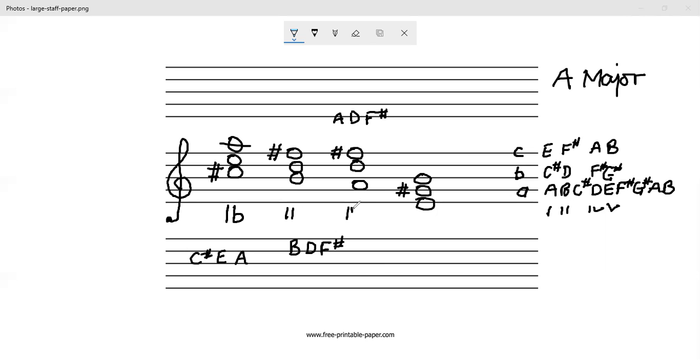And to find its letter, I say, what is the lowest note? It's the A. And where is the A? Oh, it's right up there. Come along. So it should be a C chord, that one.